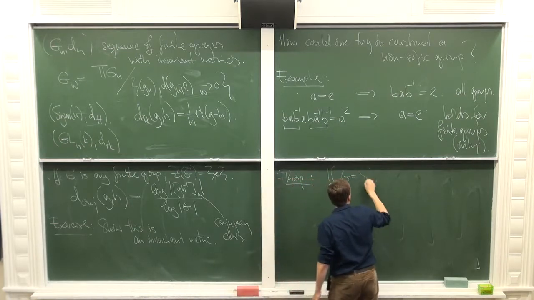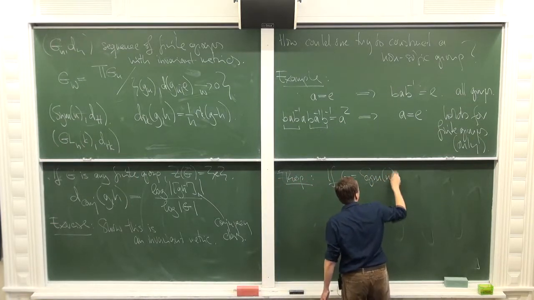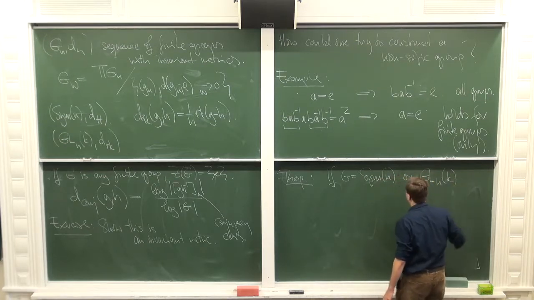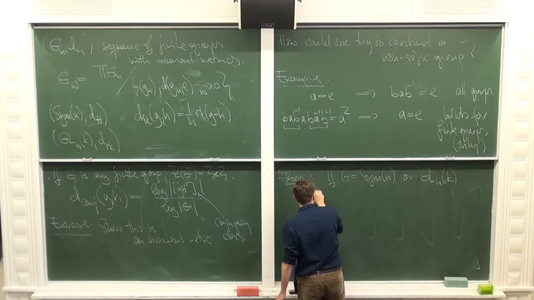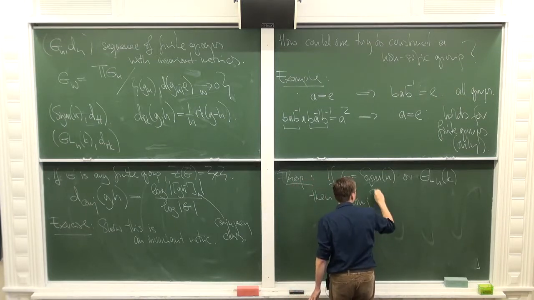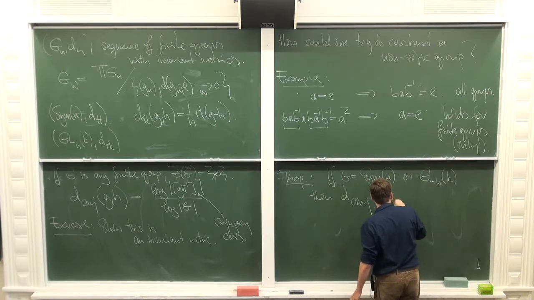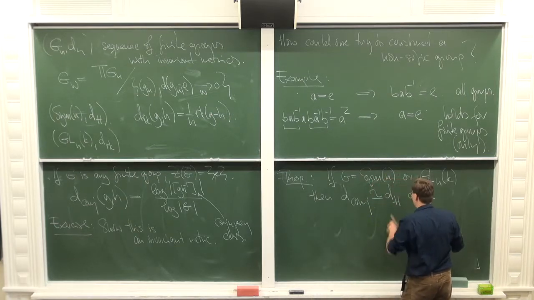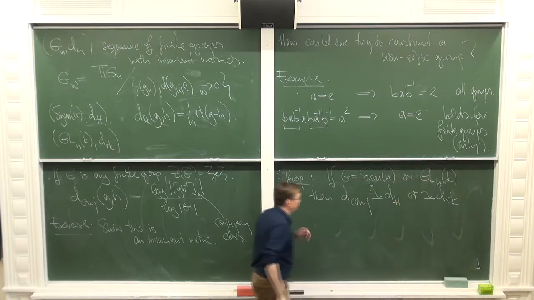If G is S_n or GL_n over some finite field, then the conjugacy metric is equivalent in a suitable sense to the Hamming distance or the rank distance.